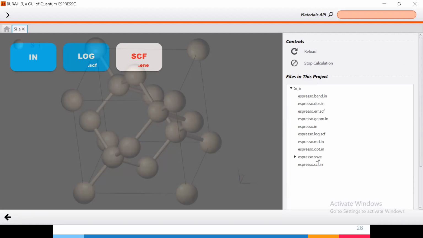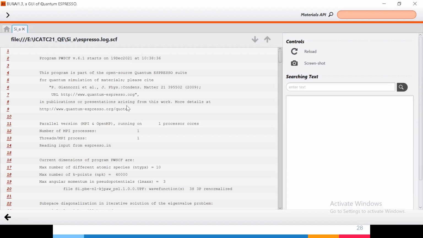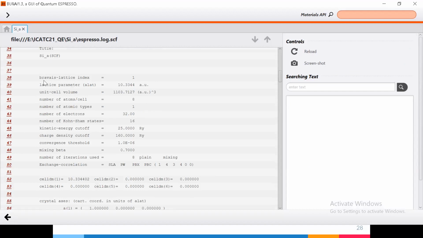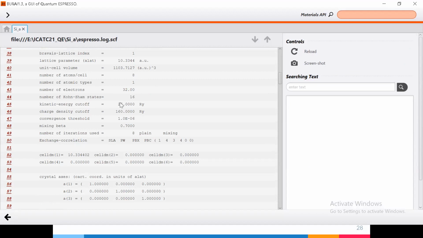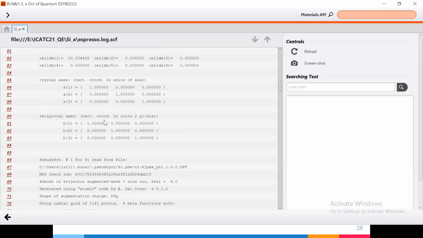This is what the software spits out after it runs. So it lists a bunch of stuff. So it says number of atomic types 1, number of electrons 32, number of states 16. So cutoff energy use 25. And then also it should give number of atoms is 8. Yes. So things like this basic stuff it gives, and then you have the crystallography stuff coming out.